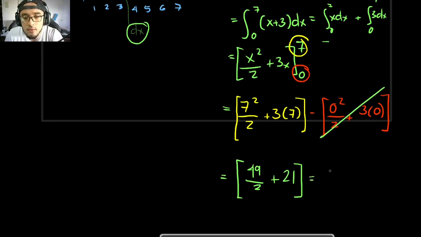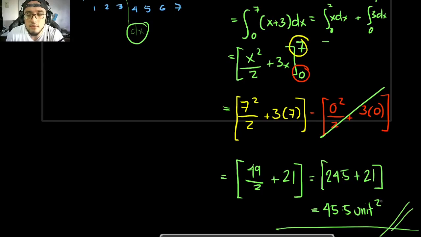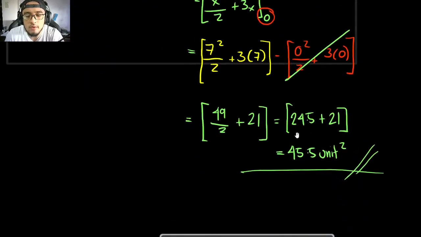And 49 over 2 is basically equal to 24.5 plus 21. Thus giving us an answer of 24.5 plus 21, which is equal to 45.5 unit squared. So this is your answer for this particular problem. Let's check if this answer is the same as our answer a while ago when we used the geometry formula. So 45.5 and 45.5. So confirmed.